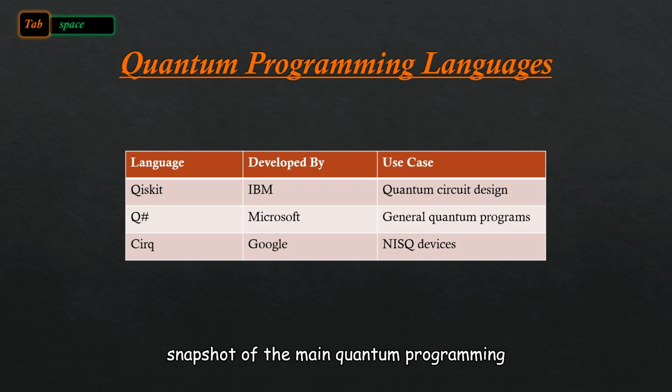Here's a snapshot of the main quantum programming languages driving this transformation. Qiskit, developed by IBM, is open source and Python based, making it beginner friendly. It allows us to create quantum circuits and run them on IBM's quantum machines. Q# from Microsoft is designed for scalable quantum programs and integrates with Visual Studio. Cirq by Google is focused on algorithms that run on near-term quantum hardware, what we call NISQ, or noisy intermediate scale quantum devices. These tools aren't just experimental, they are the beginnings of a new software development ecosystem.